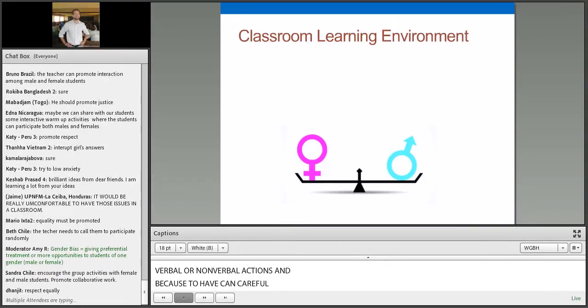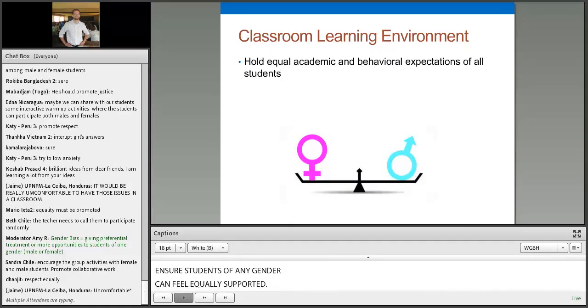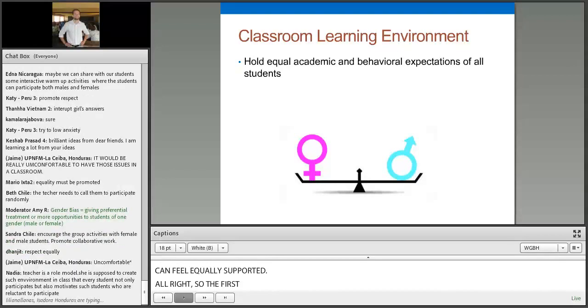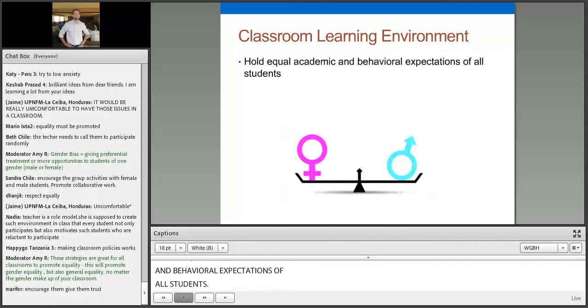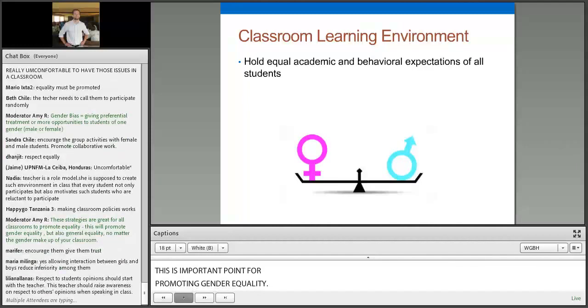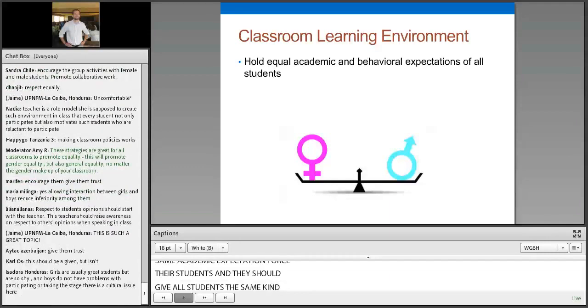All right, so our first strategy: hold equal academic and behavioral expectations of all students. This is an important point for promoting gender equality. To create an equal classroom, a teacher shouldn't try to make things easier for female students or male students by giving them easier questions or trying to solve questions for the students. Rather, a teacher should hold the same academic expectations for their students, and they should give all students the same kind of help about how to go about solving a problem.